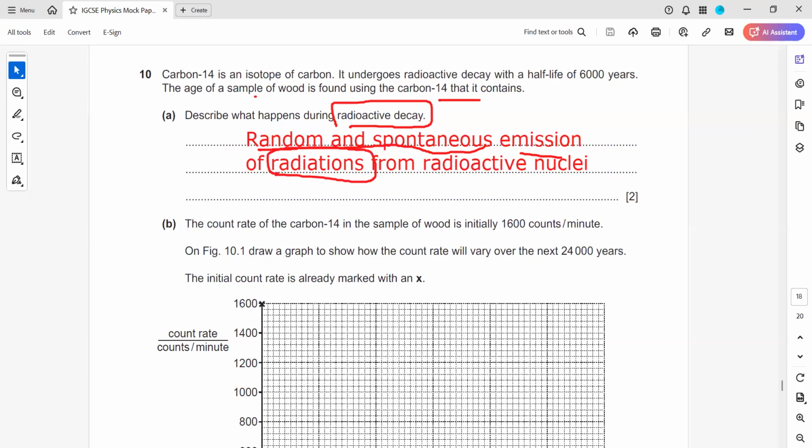Instead of radiation, you can also use the term random and spontaneous emission of particles such as alpha, beta, or gamma. Gamma is radiation, alpha and beta are the particles. You're not supposed to say anything related to a neutron composition. You just have to say that an unstable radioactive substance, unstable atom or nuclei or a radioactive nuclei, when it emits radiation such as alpha, beta, and gamma, randomly and spontaneously, we call that radioactivity. And that is what happens in radioactivity.